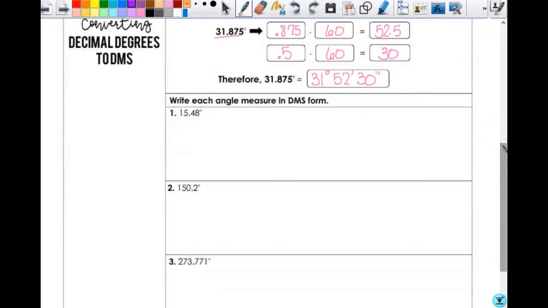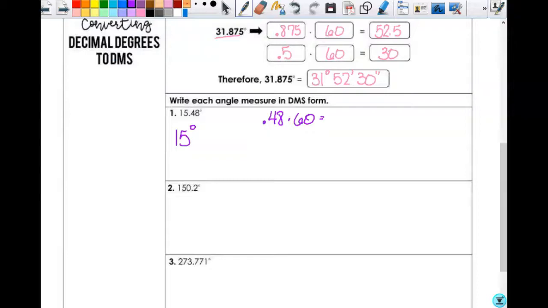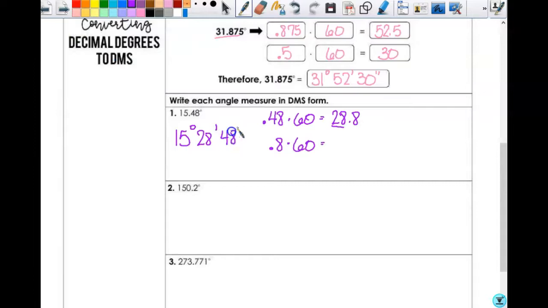I've got 15.48 degrees. So I know this is going to be 15 degrees, and then I'm going to have to figure out the minutes and the seconds. So I'm going to take this 0.48 and multiply 0.48 times 60. That gives me 28.8. Which means I take this whole number, this is going to be 28 minutes. I take this 0.8, multiply by 60 again, 0.8 times 60, and I get 48. 48 seconds.